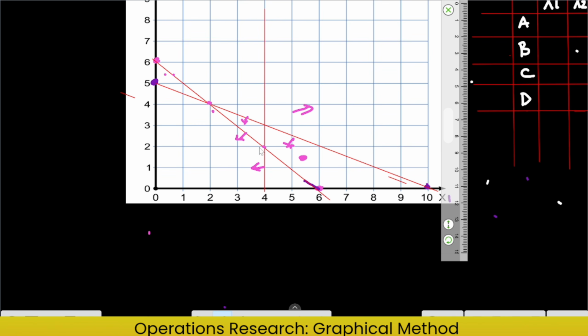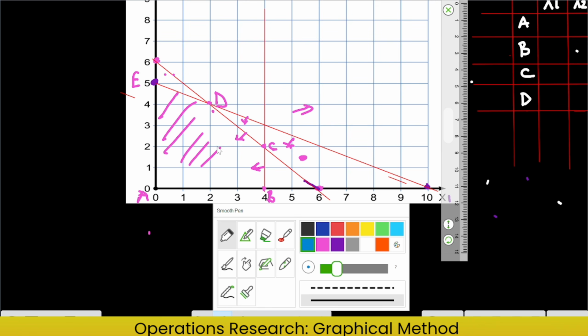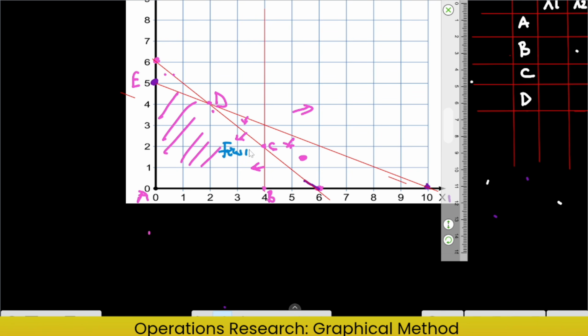So this region is actually our feasible region. And these are the points. These are the points. So I can name it. I can have A here, B here, C here, D, and then finally I have my E. Okay. And this is my feasible region. I can just do it like this. So my feasible region, let me just write that briefly. Feasible region.